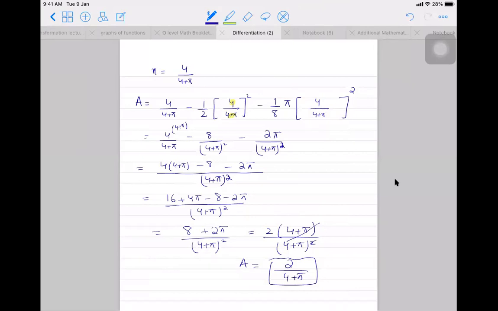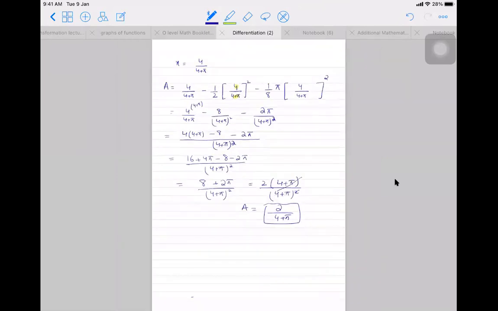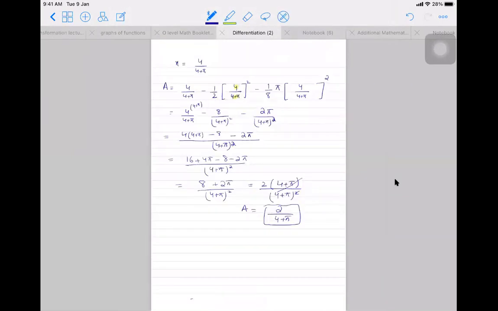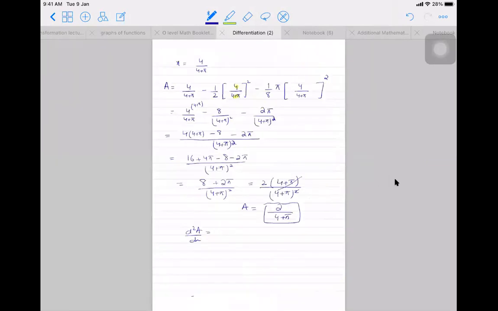Okay, now if I want to find the nature of the stationary point, what am I going to do? I did find the second derivative. The second derivative was coming out to be minus 1 minus pi by 4. This does not have any x value. So irrespective of the value of x, this is always going to be a maximum value. Since the second derivative of the area is equal to minus 1 minus pi by 4, which is a negative value itself, so the area, the stationary value, is a maximum value.